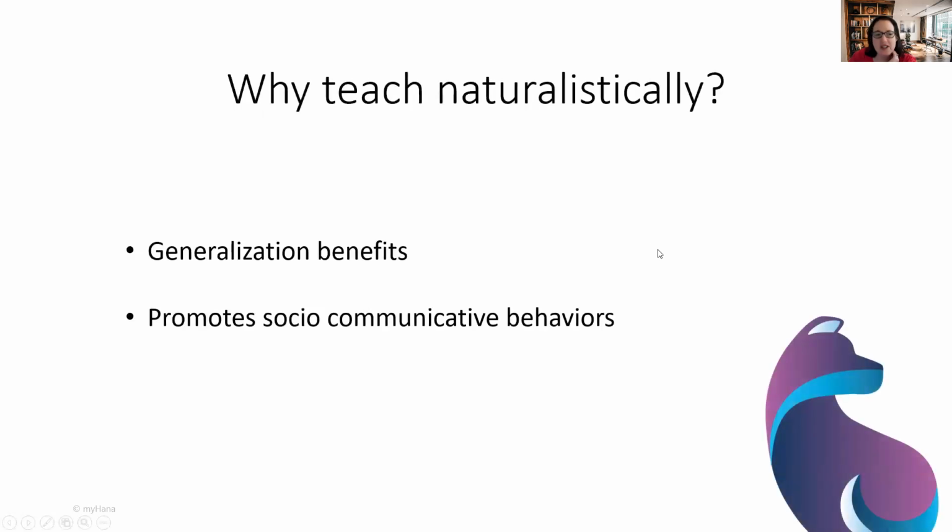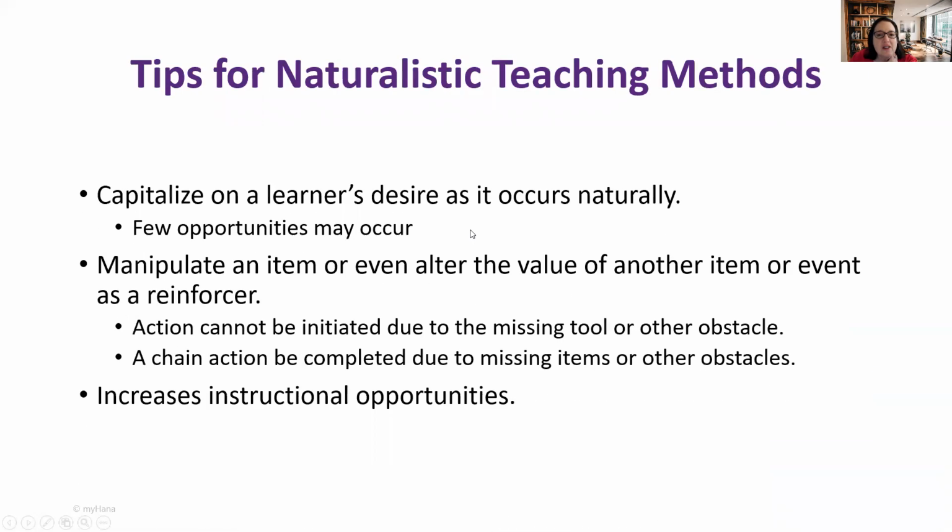So why teach naturalistically? Well, there are generalization benefits built in. They're learning in a natural setting, and it promotes social communicative behaviors. Some examples would be zippering up and hanging up a jacket, answering some social questions, playing with a toy garage. So tips for these kinds of naturalistic teaching methods: you want to capitalize on the learner's desire as it occurs naturally, like, oh my God, I've got to have that car, or I want to drink. So fewer opportunities might occur unless you set up the environment a little bit. You can manipulate an item or even alter the value of another item or event as a reinforcer.